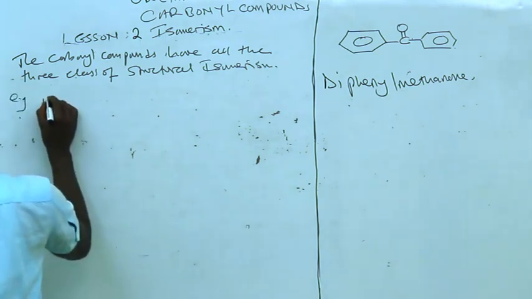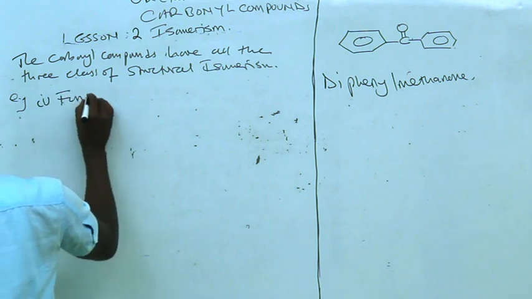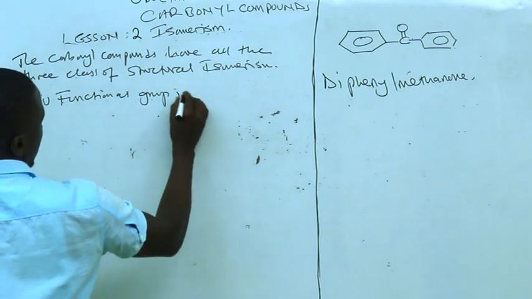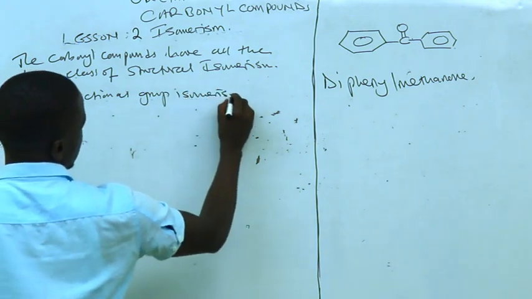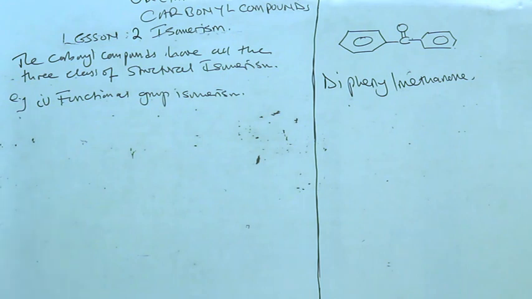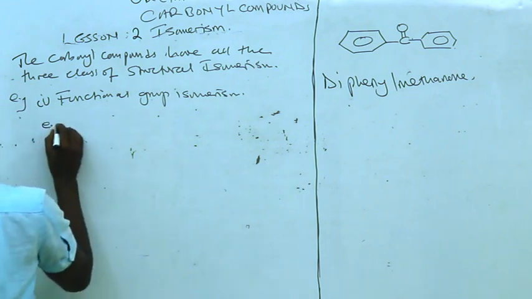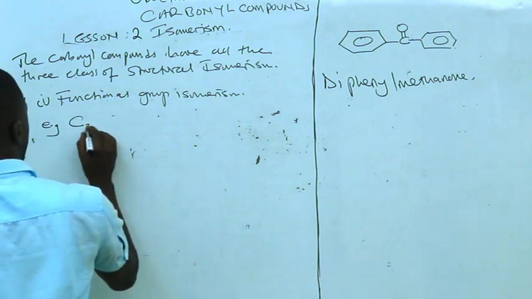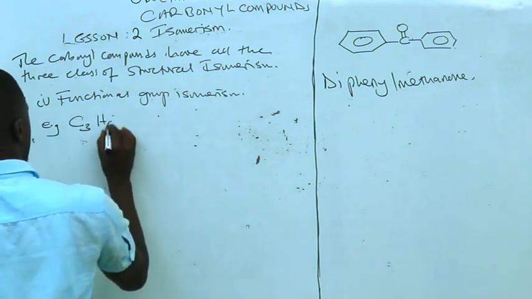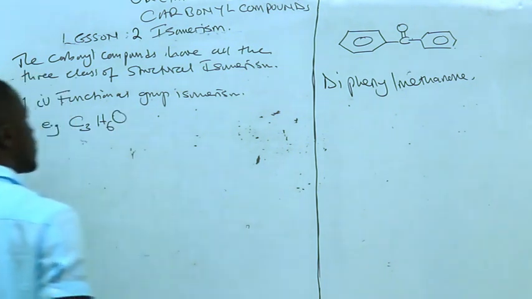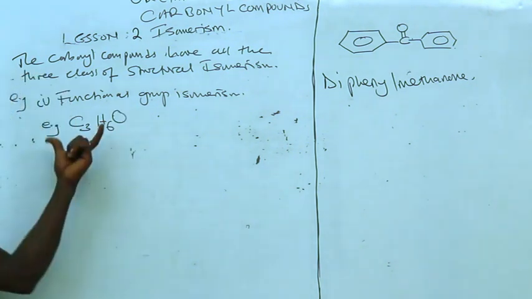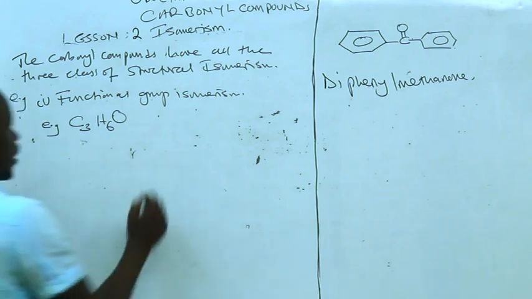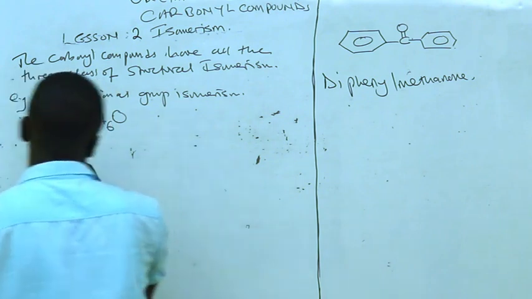Number one, we shall look at functional group isomerism. We want to see they are isomers to what? Let's take an example of C3H6O. This is an example of a molecular formula of a compound called the ketones. Ketones have the general formula, or carbonyl compounds have the general formula.